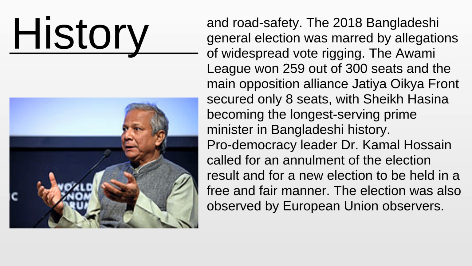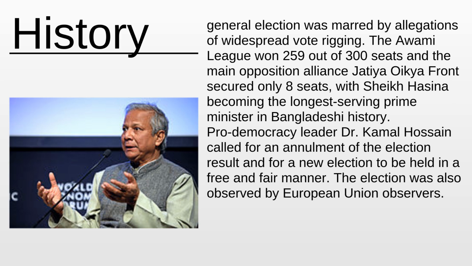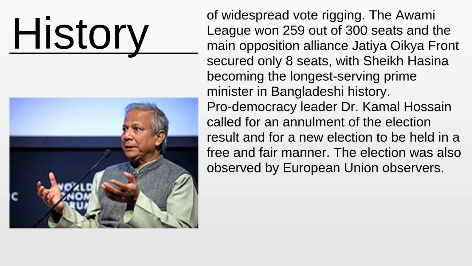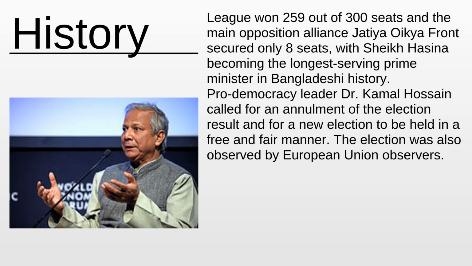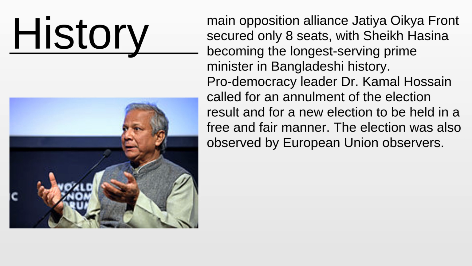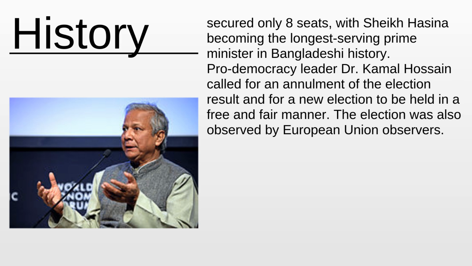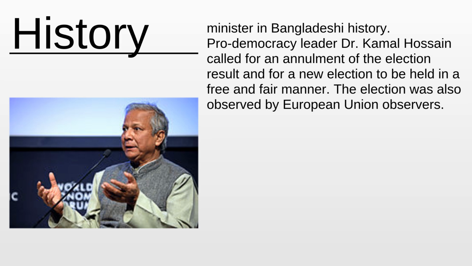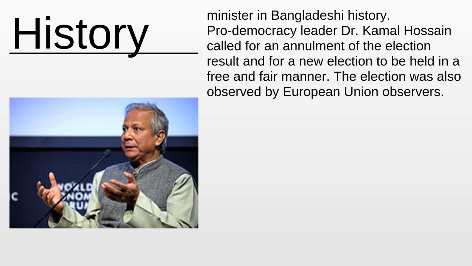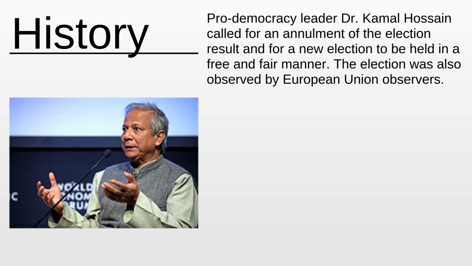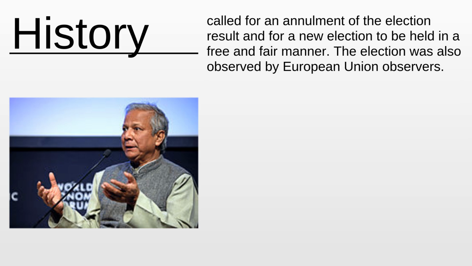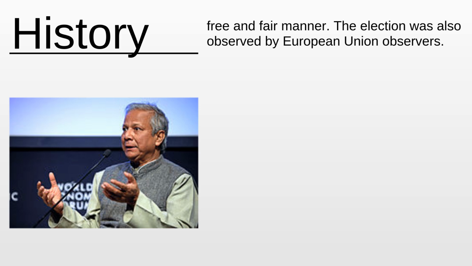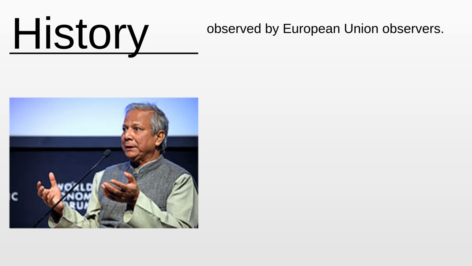The 2018 Bangladeshi general election was marred by allegations of widespread vote rigging. The Awami League won 259 out of 300 seats, and the main opposition alliance Jatiya Oikya Front secured only 8 seats, with Sheikh Hasina becoming the longest-serving prime minister in Bangladeshi history. Pro-democracy leader Dr. Kamal Hossain called for an annulment of the election result and for a new election to be held in a free and fair manner. The election was also observed by European Union observers.